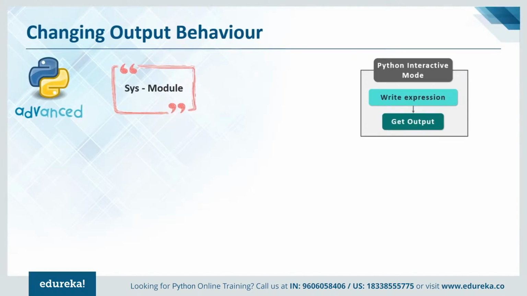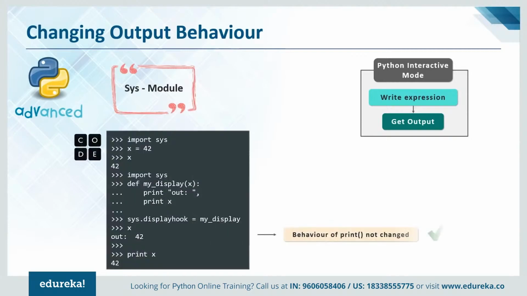Let me just repeat that for you guys. Basically, we have the interpreter which prints interactively entered expressions, right? So we'll need to rebind sys.displayhook to a callable object. We will demonstrate this in the following interactive example. Check it out. We can see from this example that the standard behavior of the print function will not be changed. So importing sys, we are setting a value, x equal to 42. Again, we're defining my_display and we're printing out and again printing x. Here we're using the display hook, right? So sys.displayhook is equal to my_display, and x. The print function remains the same, as you can check, right? So this is how we can change the output behavior, but without changing the behavior of the function.